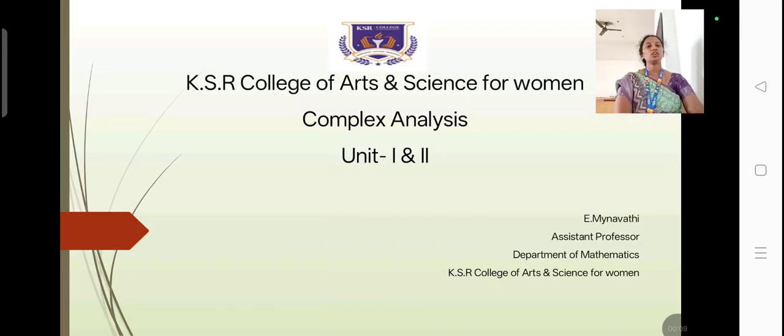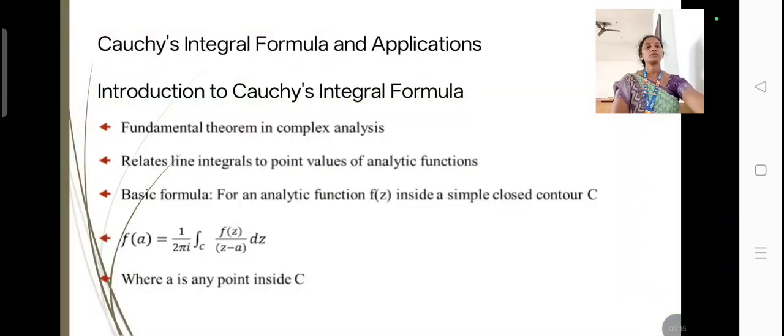My paper name is Complex Analysis. Now we will discuss Units 1 and 2. First one is Cauchy's integral formula and applications. Now, introduction to Cauchy's integral formula. The following topics are discussed in Introduction to Cauchy's integral formula.